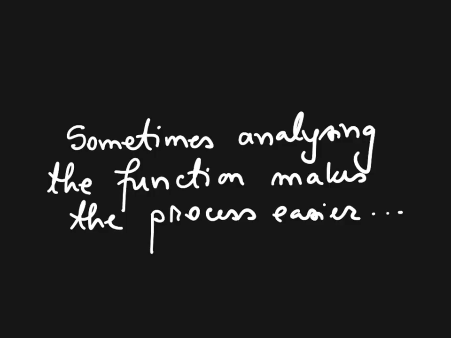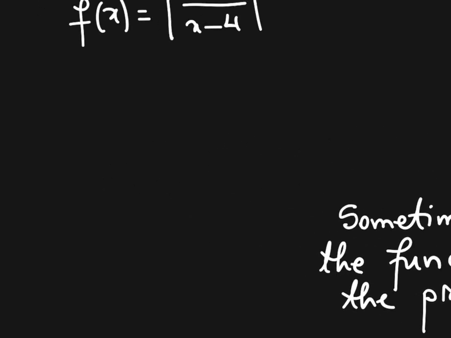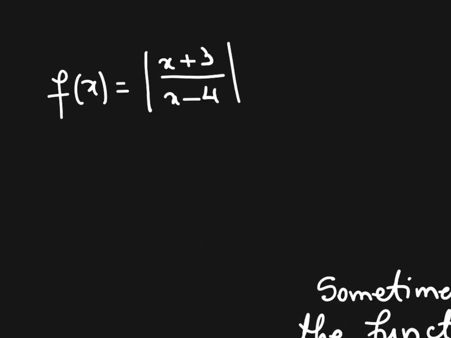There are times when you can have a special function and analyzing the function makes the process easier. For example, if we are asked to graph this function, we would know how to graph g of x equals x plus 3 over x minus 4. And then we know what transformation is the absolute value.